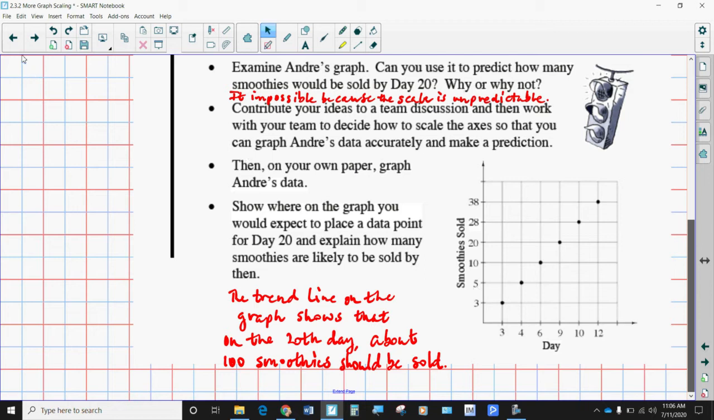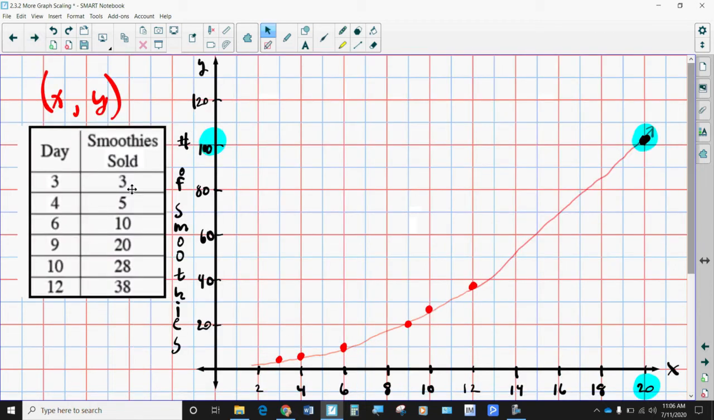Okay, so that's what we do: we take data points, we plot those data points, we look to see if there's a trend, and then we extend that trend using a line of best fit, and then we make predictions along the way. So, if I wanted to say, how about on the 16th day? That looks like it's going to be about 70 smoothies. What about on the 14th day? That looks like it might be about 50 to 52, 55, somewhere in that area. What about on the 18th day? That looks like it's going to be somewhere around 85 or 90.